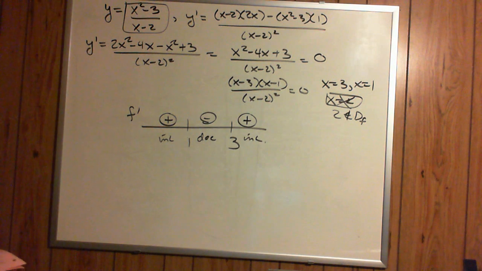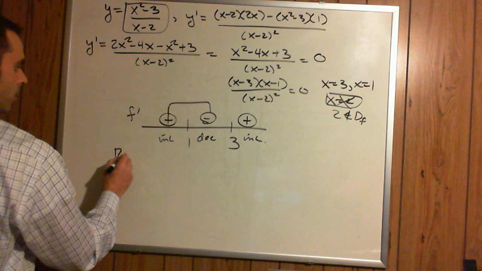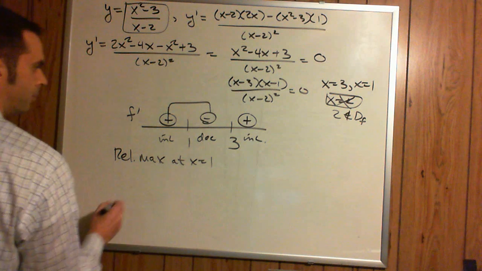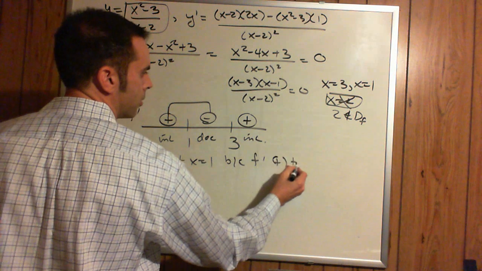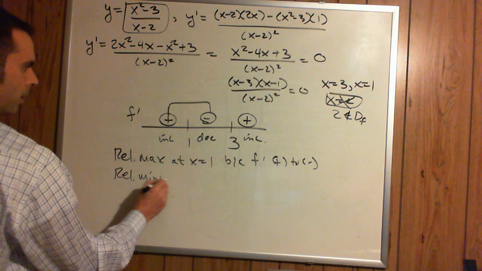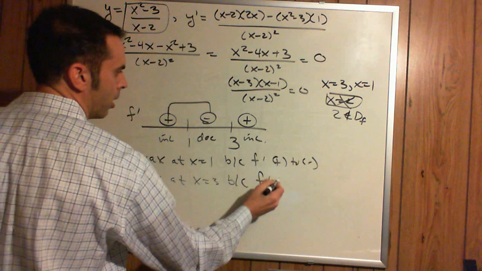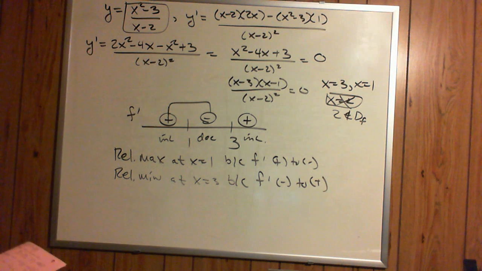And what's important to realize is the extrema we have. We have a relative max at x equals 1 because f prime changes sign from positive to negative. And we have a relative minimum at x equals 3 because f prime changes sign from negative to positive there. And we get the y values by substituting them all back.